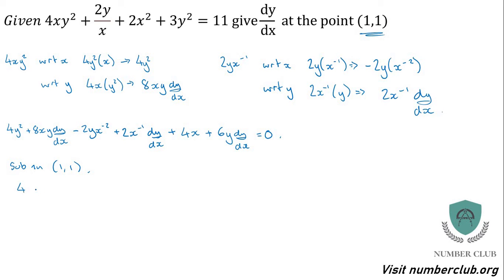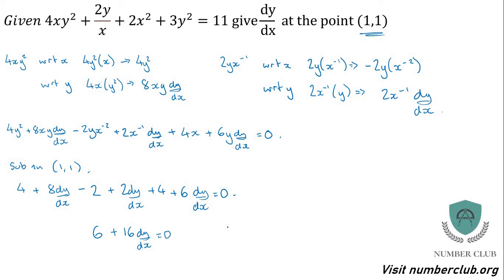So I'm going to sub in. We'll get 4 plus 8 dy by dx minus 2 lots of 1 lots of 1 to the negative 2, which is 2, plus 2 dy by dx plus 4 plus 6 dy by dx equals 0. 4 take away 2 is 2, plus 4 is 6. 8 plus 2 is 10, plus 6 is 16 dy by dx equals 0. 6 equals negative 16 dy by dx. 6 over negative 16 equals dy by dx. And so therefore dy by dx is equal to negative 3/8.